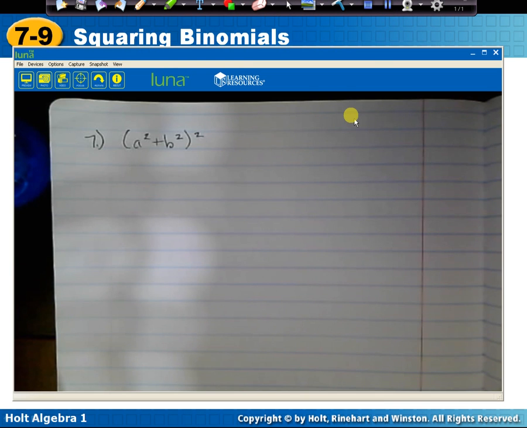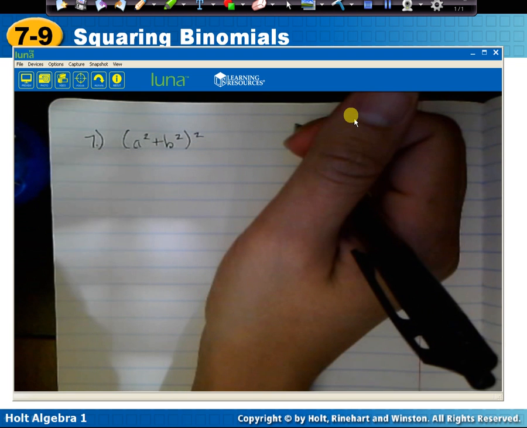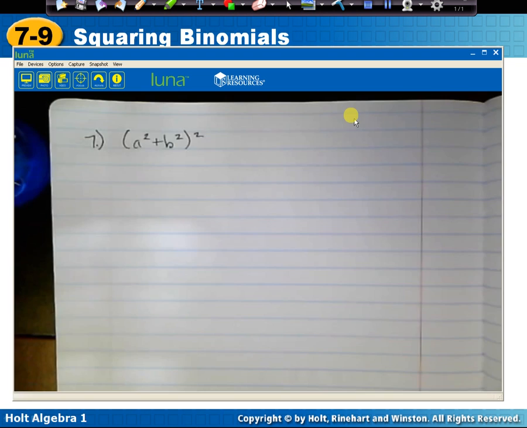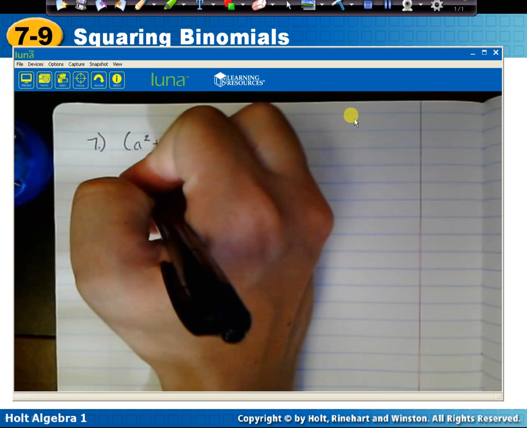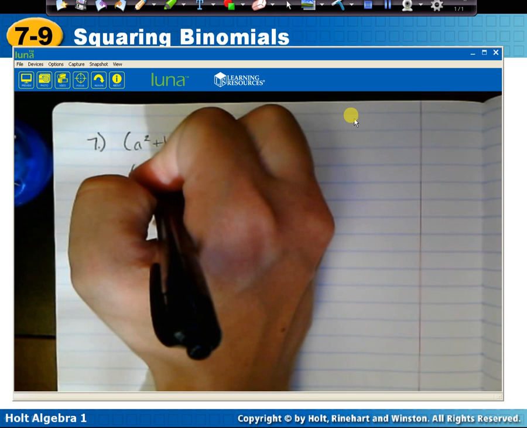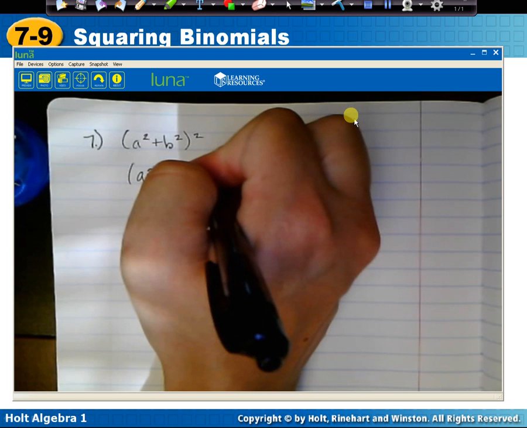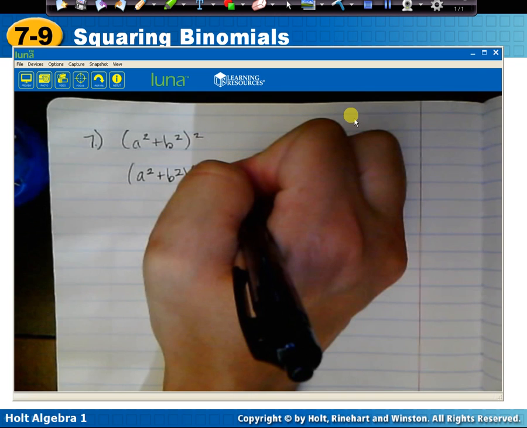All right, go ahead and write down number 7, and do me a favor and don't freak out when you write it. You have a squared plus b squared, and it's all raised to the second power. So the first thing I'm going to do, just like I have been, is I'm going to say that this is the same thing as a squared plus b squared times a squared plus b squared.